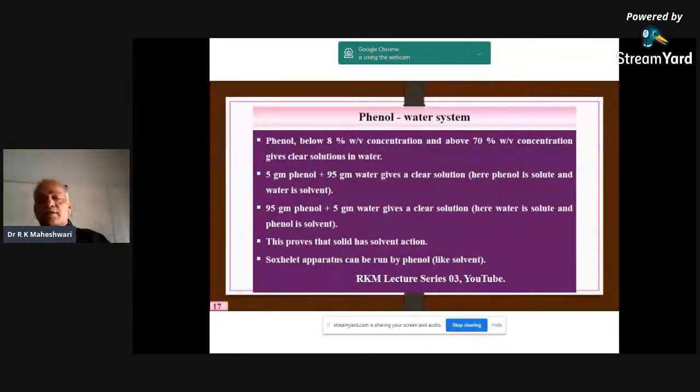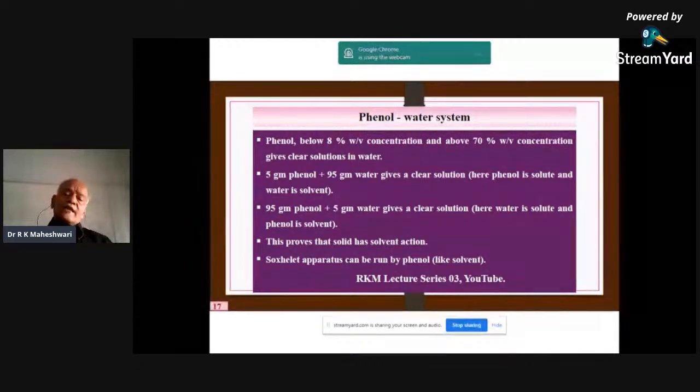I am not saying to you to operate a Soxhlet apparatus with phenol, but I am just giving the proof that when phenol can be used in a Soxhlet and there can be extraction by phenol, this means it is a solvent. Just for proof, I am saying. Those who want to utilize the solvent character of phenol for extraction, please contact me later because I have very limited time here, so I cannot give all the details. But of course, please note down RKM lecture series 3. This gives details about this phenol-water system and all that.